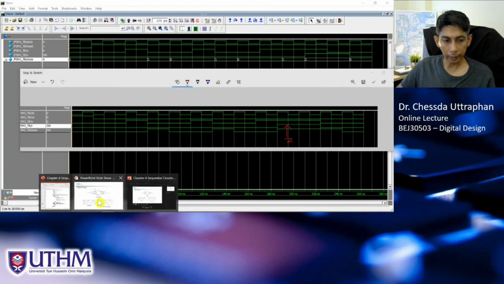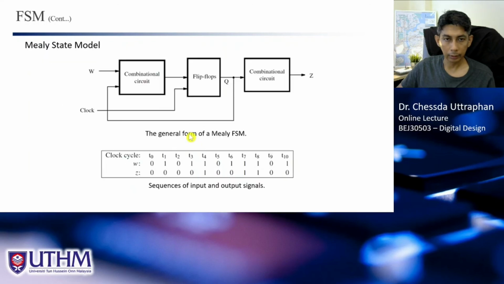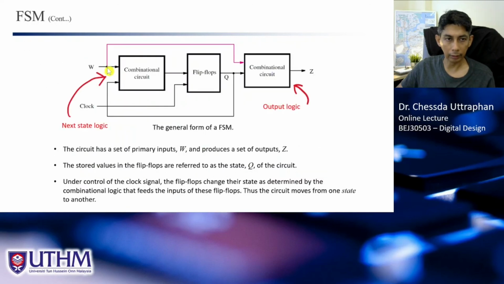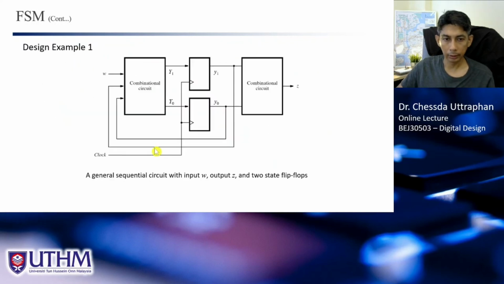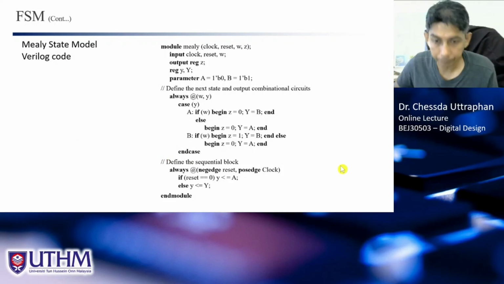The reason why is that we have this line. The reason is that Z for Mealy depends directly on W, the input here, right? So that is why Z will change immediately when W changes, right? So that will be the Mealy type finite state machine.